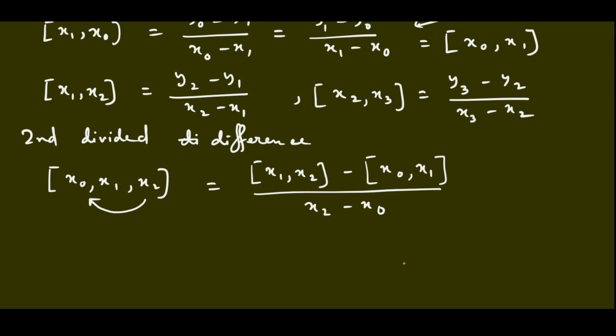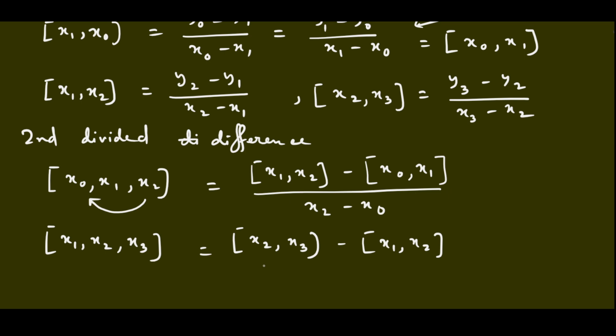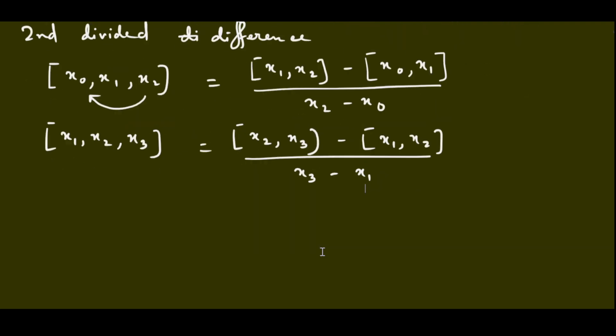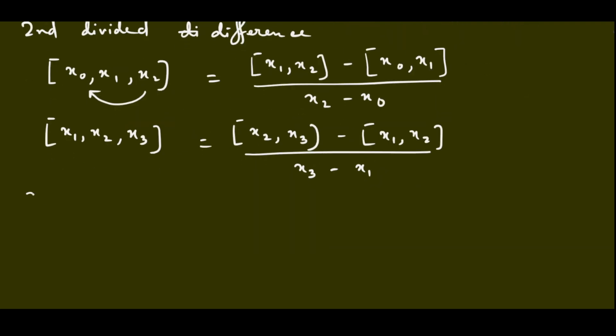You can write the second divided difference by taking other arguments also. Suppose x1, x2 and x3. It will be the divided difference of x2, x3 minus that of x1, x2, divided by, in the denominator now, x3 minus x1. So this is our second divided difference. In the same way, the third divided difference.